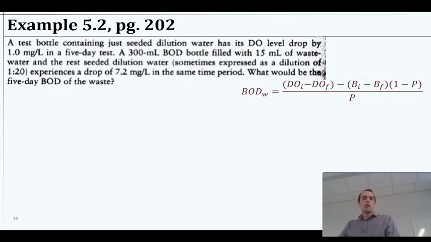A test bottle containing just seeded water has its DO level dropped by 1 milligram per liter in a 5-day test. Separately, a 300 milliliter BOD bottle is filled with 15 milliliters of wastewater and the rest seeded dilution. And sometimes this could be expressed as a 1 to 20 dilution. And that one experiences a drop of 7.2 milligrams per liter in the same time period. So the question is, what would be the 5-day BOD of the waste? So take a couple minutes, make sure you can put those things together for an answer here.